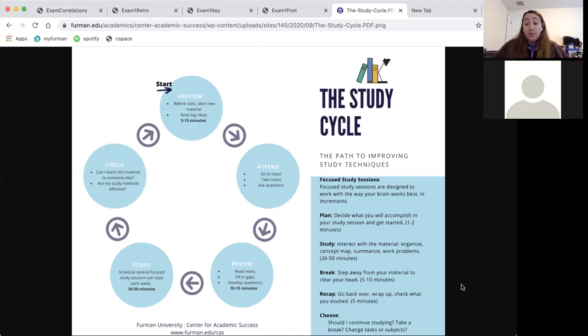When you get to the end of the time period, step away for a couple minutes, take a break. Am I at a place where I need to keep going, or do I need to stop and change subjects? Do I need to recap? Am I done for the day? All of that is a big thing.